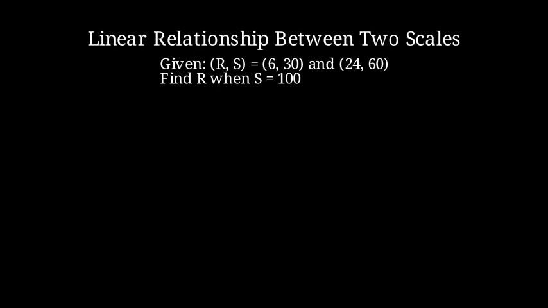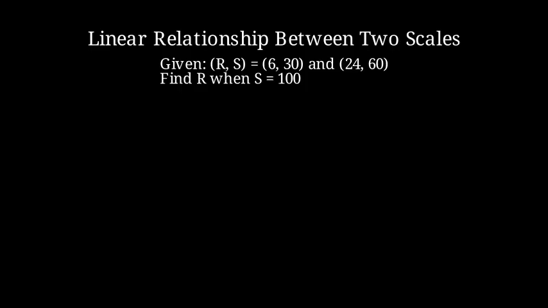Let's solve a linear scale problem step by step. We are told that the R scale and S scale are linearly related. When R is 6, S is 30. When R is 24, S is 60. We want the R value when S is 100.